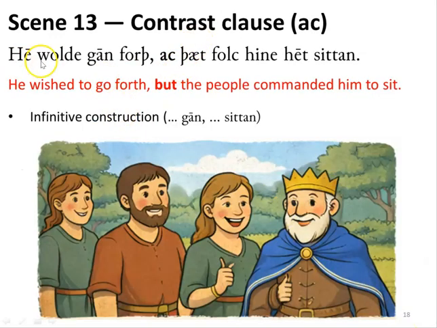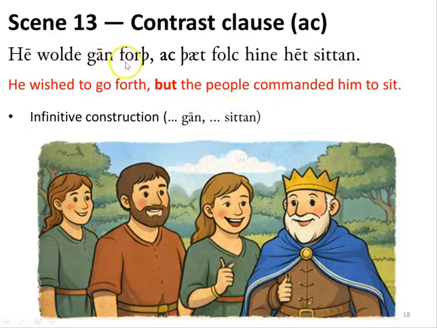All right. He wolde gaan forth, ak that folk hinne heet sitan. And notice here, ak is also a coordinating conjunction. So you get a main clause and a main clause. All right. He wished to go forth. Walter wished to go forth. But the people him commanded to sit.